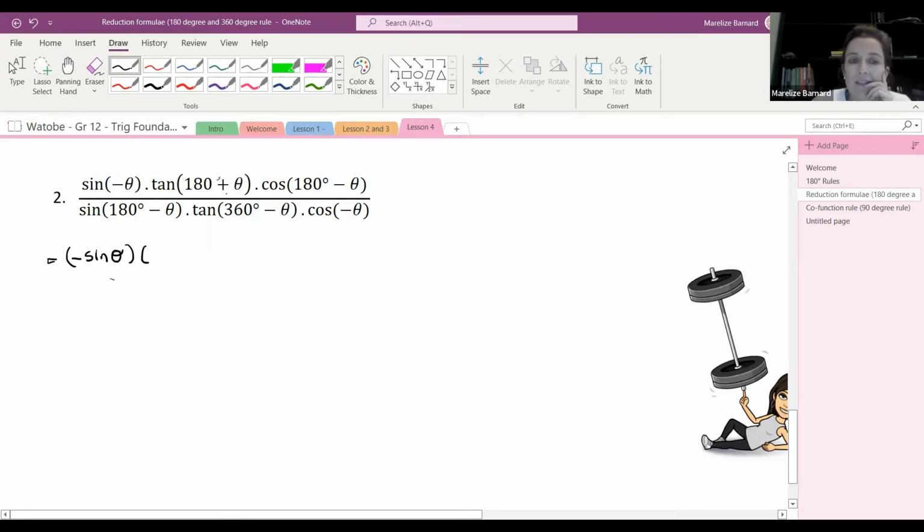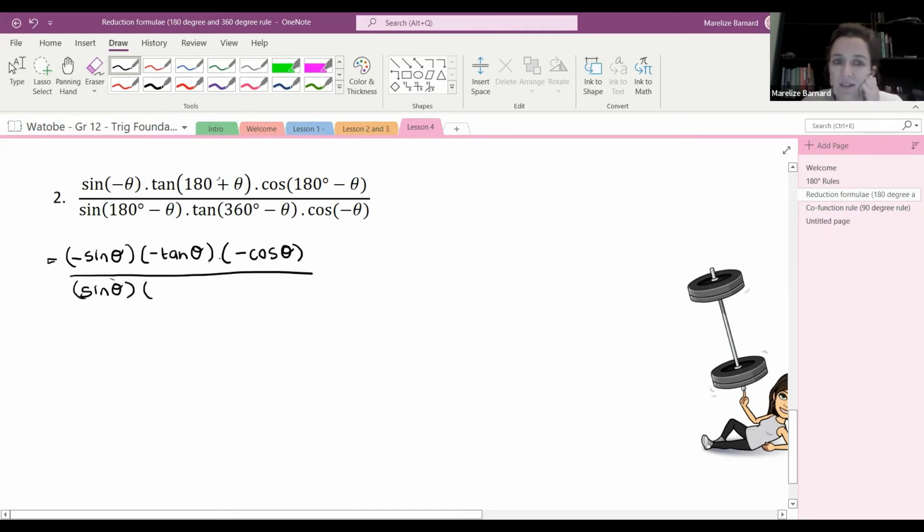Tan of 180 plus theta, tan in the third quadrant is negative, so it's negative tan theta. 180 minus theta, that is the second quadrant. So cos in the second quadrant is negative cos theta. Then sine of 180 minus theta. 180 minus theta is the second quadrant. Sine in the second quadrant is positive, so it reduces to sine theta.